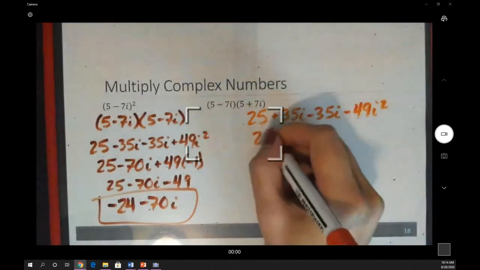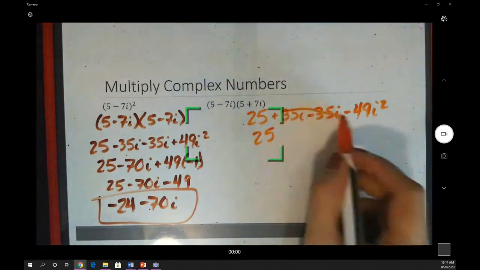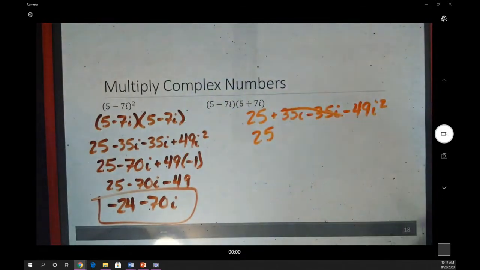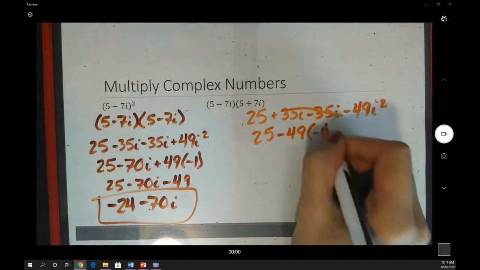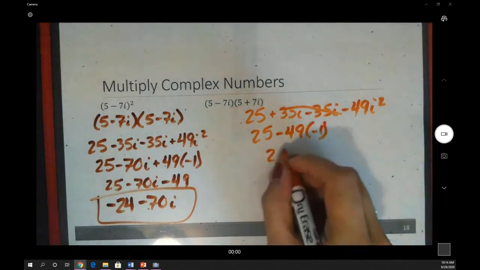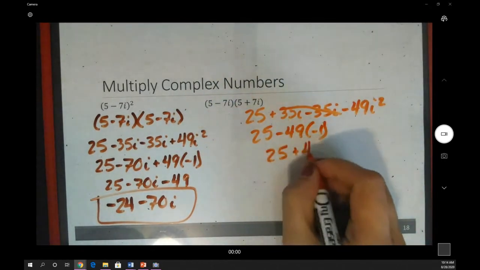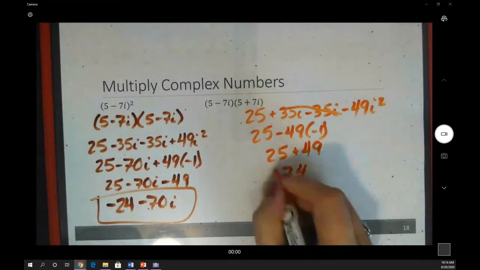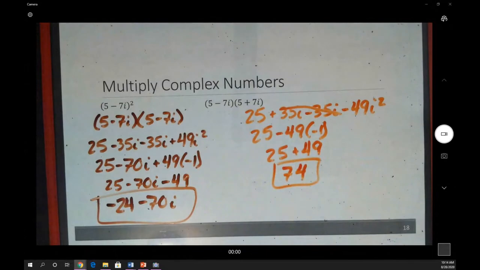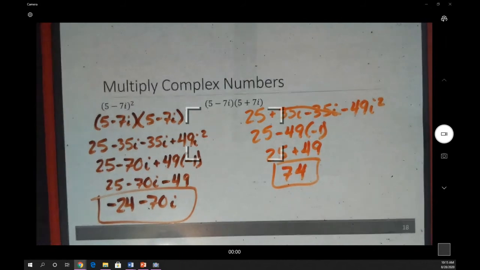So it gives us 25. The i terms cancel out because one's positive, one's negative. And then we have -49 times a -1. So we're looking at 25 plus 49. That's 74. That's a real number. So we just multiplied two complex numbers together and ended up getting a real number. So that's interesting.